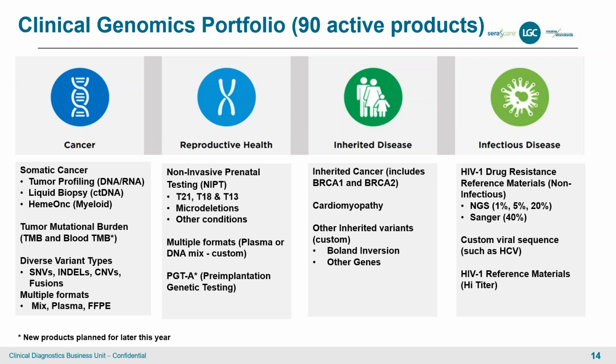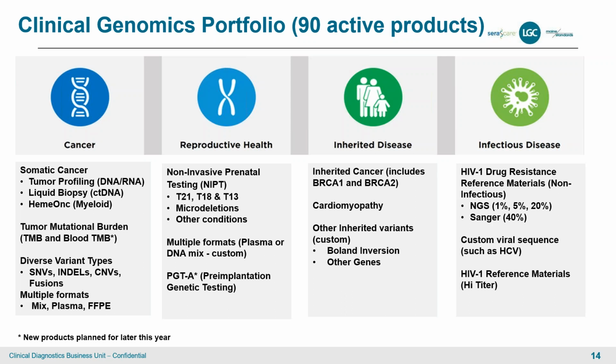Same thing in reproductive health, we focus on non-invasive prenatal testing with the common trisomies, microdeletions, and so forth. We're also looking at pre-implantation genetic testing, right? So these are new products planned for later this year. Obviously, inherited cancer, breast cancer is a main focus and a big area. BRCA1 and BRCA2 are in our products, as well as a focus on cardiomyopathy, and we have other custom variants that are available.